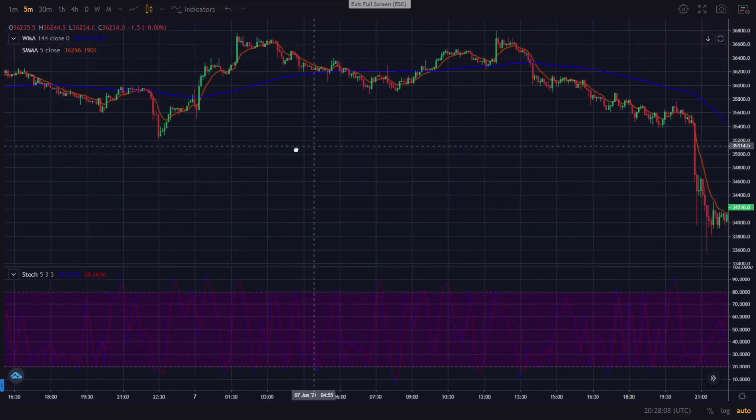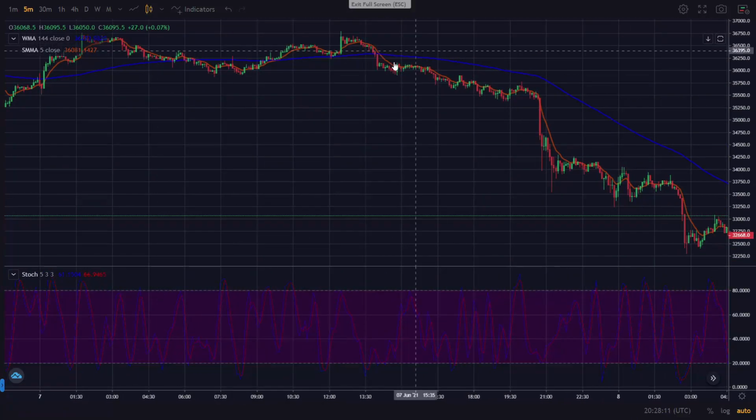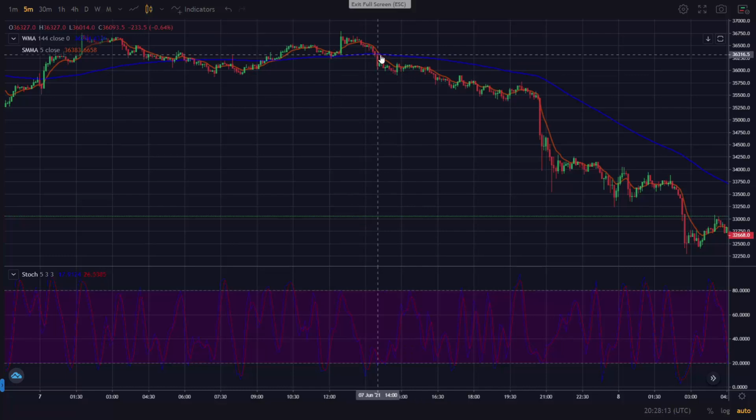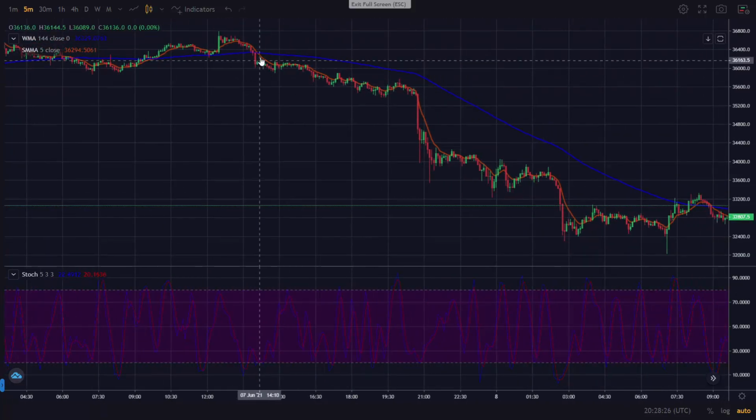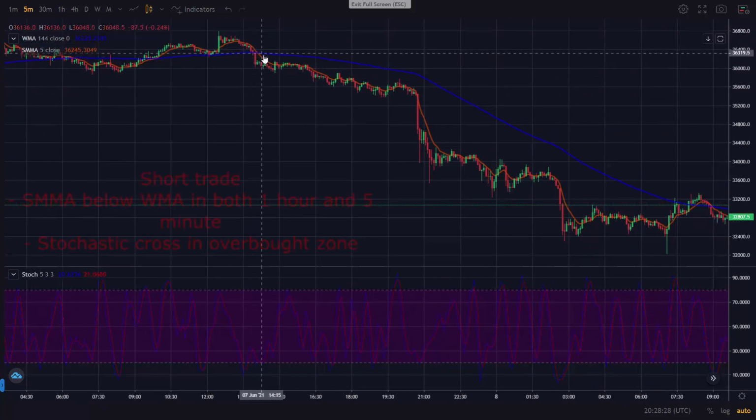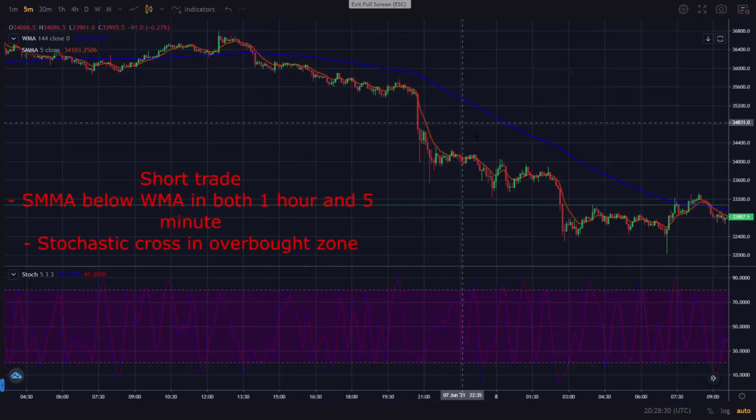So what we want to find is points on the chart where the SMMA is below the WMA. Remember that on the 1 hour chart we are in a downtrend. So as we're trading with the trend, we want to find areas where we are also in a downtrend on the 5-minute chart. So as you can see here, the SMMA crosses below the WMA. That shows we're in a downtrend.